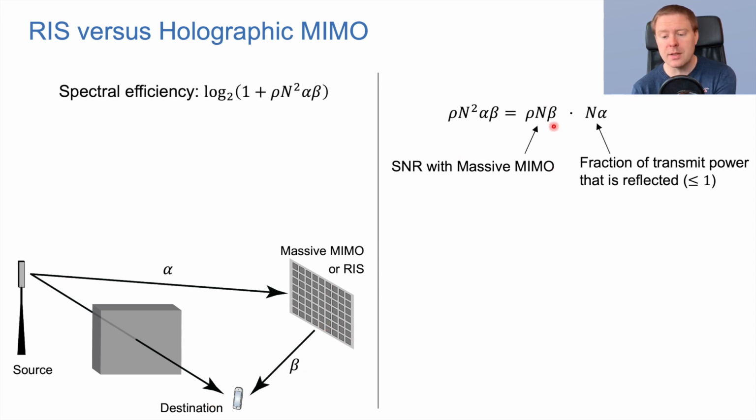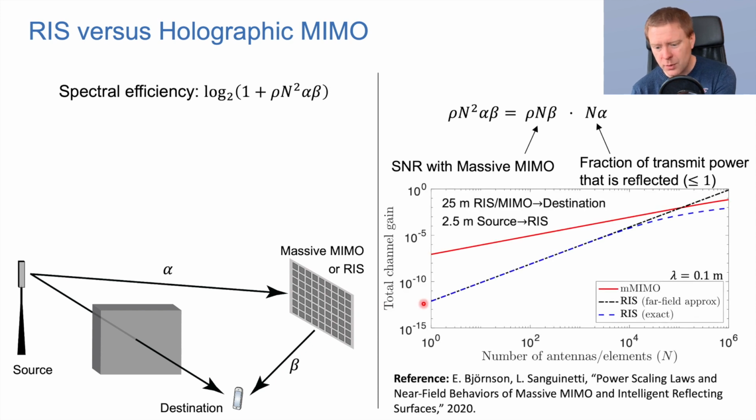So that is one of the factors showing up in this SNR. The other factor, what remains, is one N and one alpha term. And this is the fraction of the transmitted power from the source that is received over the air here. So this factor here is always smaller or equal to 1, because in the best case we have such a large surface that what we transmit here, all of it will be received here. So what this shows is that the SNR that I get with the RIS is always smaller or equal to the SNR that I get with the massive MIMO system if I put it at the same location here.